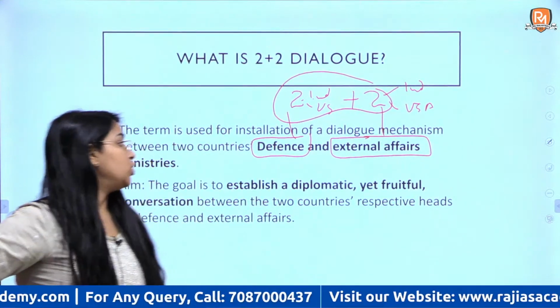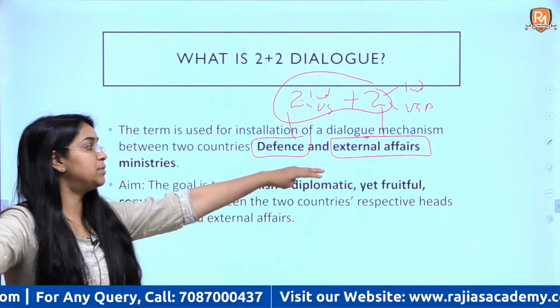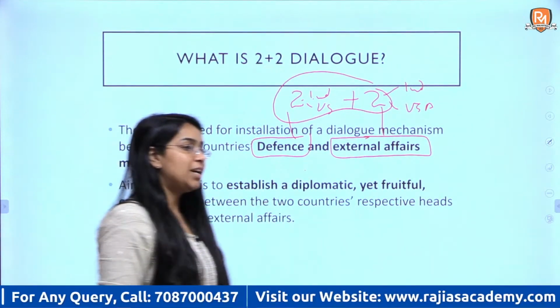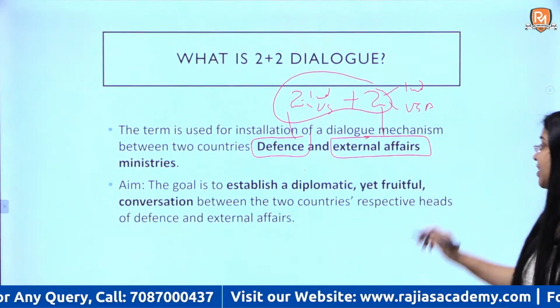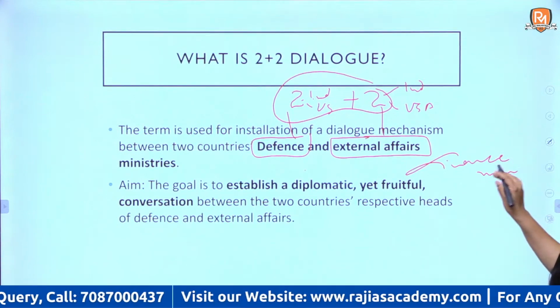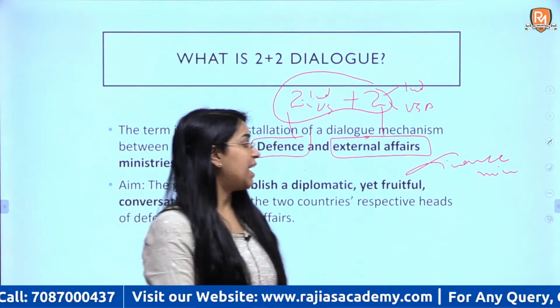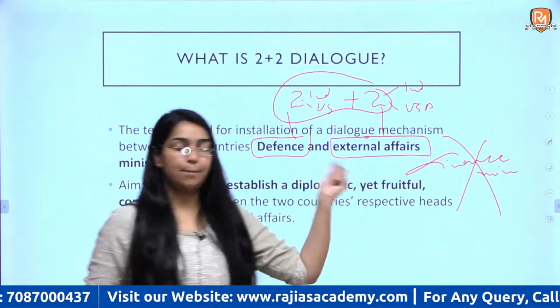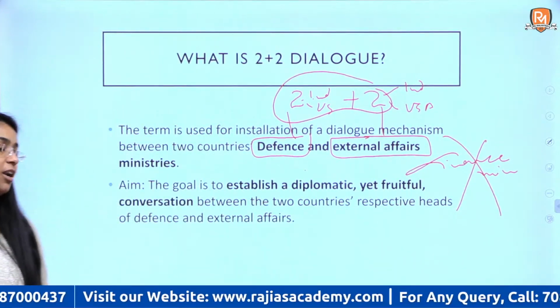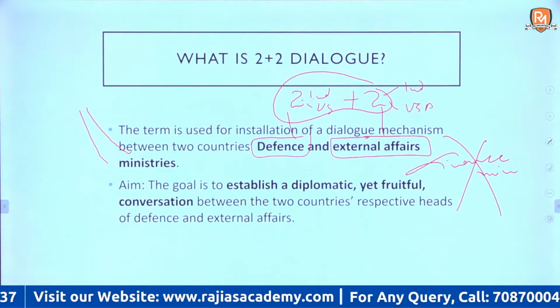ठीक है, तो इसे कहते हैं डिफेंस एंड एक्सटर्नल अफेयर्स। इसे ध्यान रखिए, इस पे भी एमसीक्यू बन सकता है। यह 2+2 होता है डिफेंस एंड फाइनेंस मिनिस्टर के बीच में। आप ये सोचें कि फाइनेंस मिनिस्टर भी बहुत इंपॉर्टेंट पोस्ट होती है, सही हो सकता है, बट दैट इज रॉन्ग। It actually happens between the defense and the external affairs minister. So do remember कि कौन से दो ministers involved होते हैं.